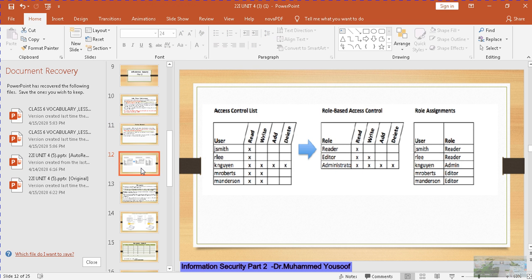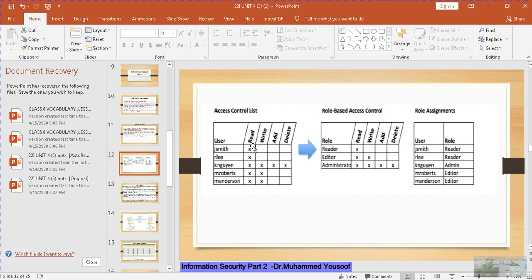Now when I show this with the help of a picture, it will become clearer for you. Look at this one. This is called an access control list. There are 5 users in this table: J. Smith, Riley, Kennegan, M. Roberts, M. Anderson. There are 4 operations possible in any information system. People can read, which means they can only look. People can write, which means they can write in information that already exists. People can add, which means adding new information. And people can delete information. So there are 4 operations.